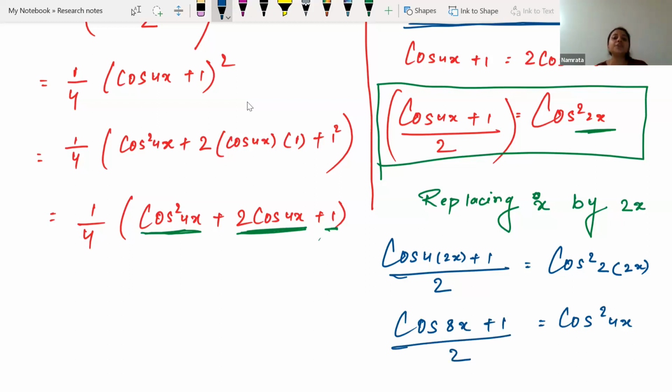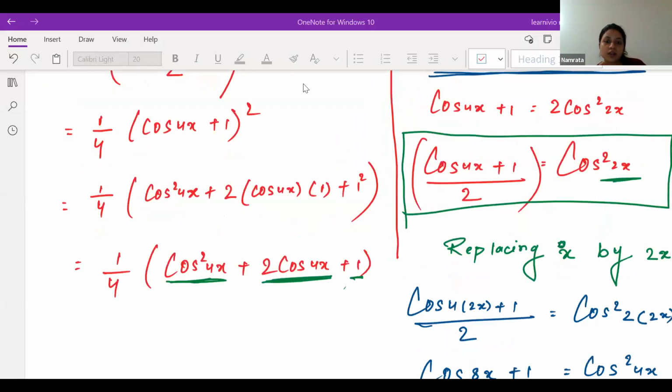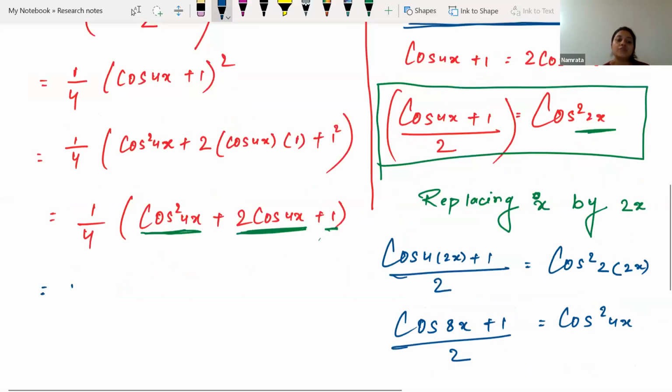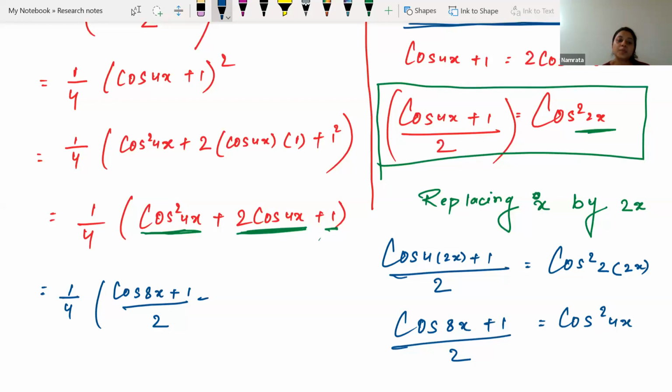Is it clear to everybody? Is it clear? Yeah. Okay. It's clear to everyone. Let's continue. So I'm going to write 1 by 4. Cos square 4x means cos 8x plus 1 by 2, plus 2 cos 4x plus 1.